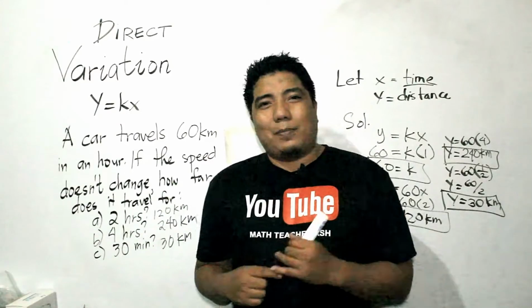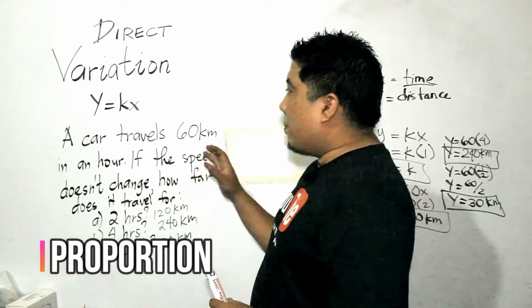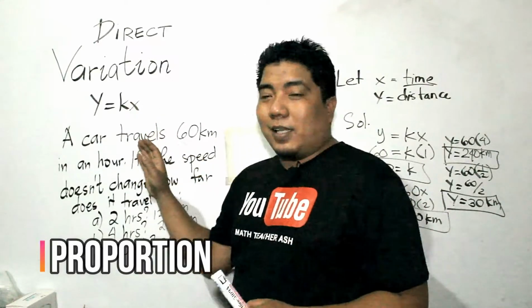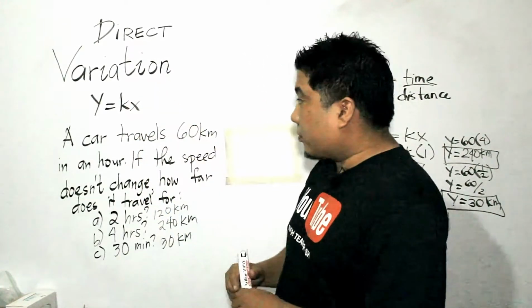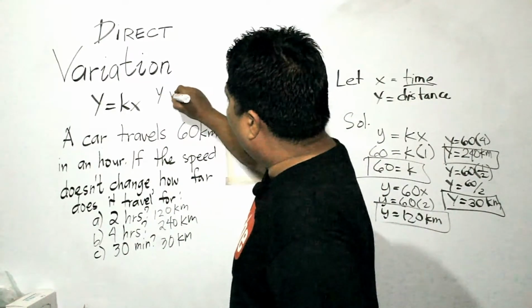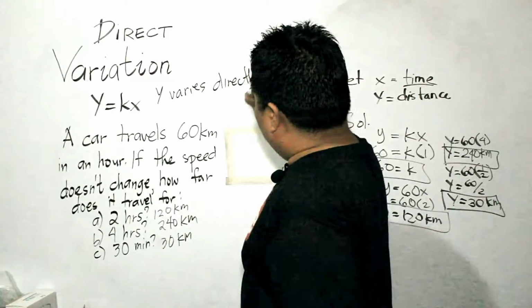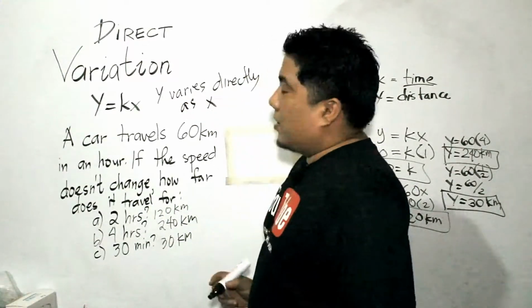Well, there is, my dear math learners. That is by the use of proportion. Now, remember that y is equal to kx is our statement here, right? And this is stated as y varies directly as x.